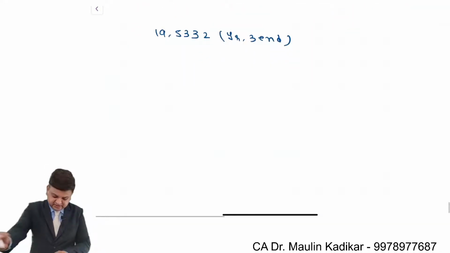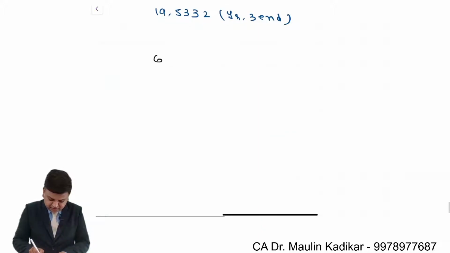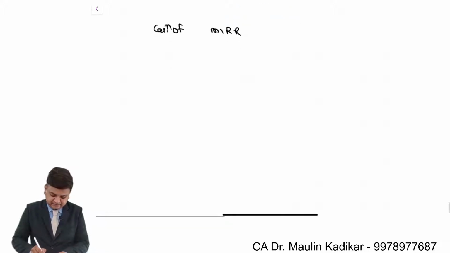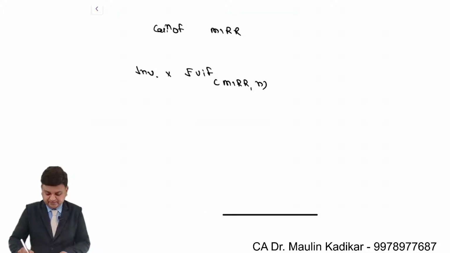So next working is calculation of MIRR. In that, investment into future value interest factor at MIRR for n number of years is equal to future value of internal cash accruals.